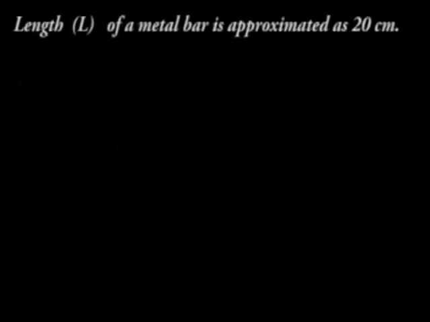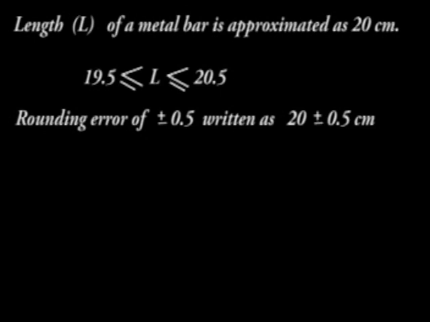Rounding errors. Suppose the length L of a metal bar is approximated as 20 centimeters. We say that this length lies between 19.5 and 20.5 centimeters, such that 19.5 ≤ L ≤ 20.5. This approximation has a rounding error of plus or minus 0.5, written as 20 ± 0.5 centimeters.